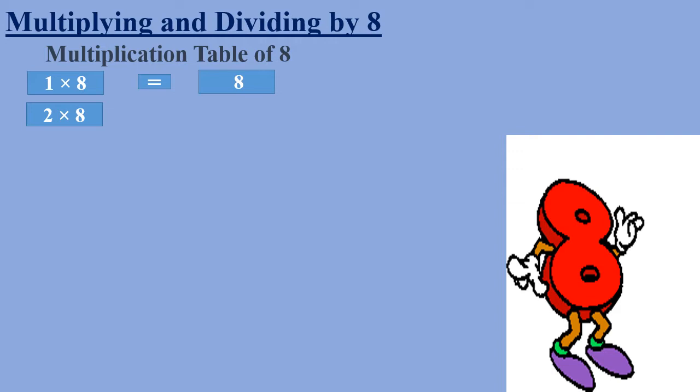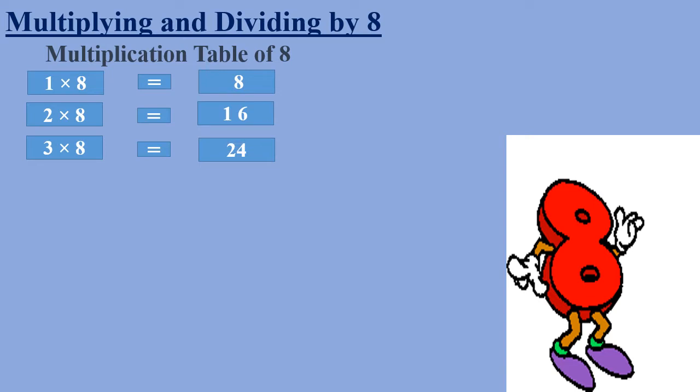Now children, we'll see the next one. 2 multiplied by 8. Can you guess the answer? Now how to find this answer? 1 multiplied by 8 is 8. So how to find 2 multiplied by 8? What you have to do here, for 8, you have to add another 8. When you add another 8 to 8, then the answer is 16.